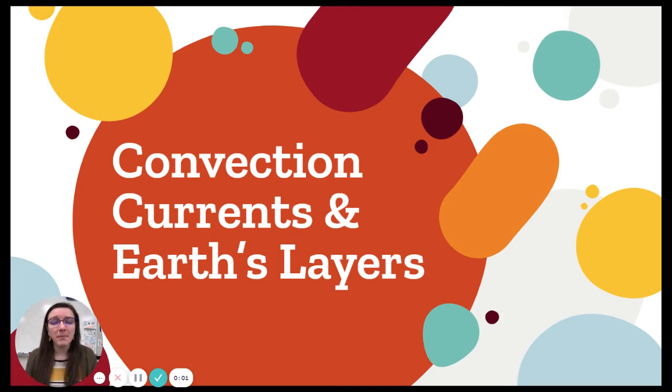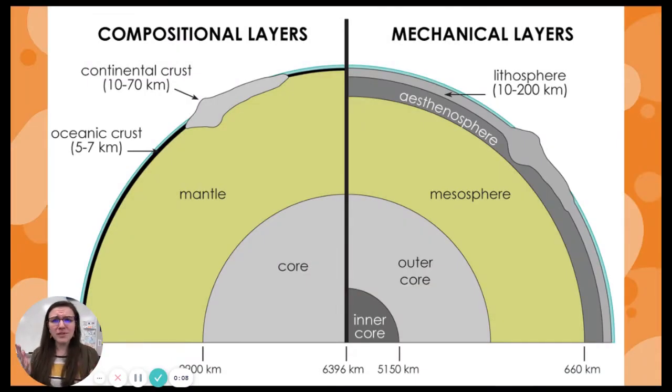So now that we know a bit more about the layers of the earth and what's beneath our feet, let's talk about how they move. We've used a couple different words to describe the different layers, and that's because there are really two different methods that are used. There are the compositional layers, which are what are they made of? What kind of rock is it? And then there are the mechanical layers, which are how do they react to pressure? What state of matter are they? How do they flow, etc.